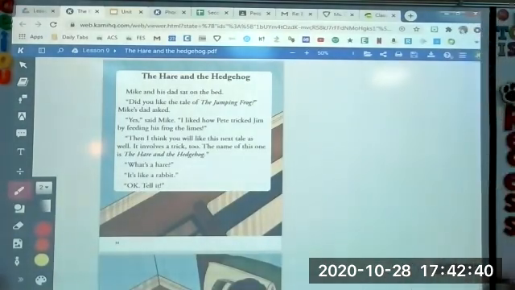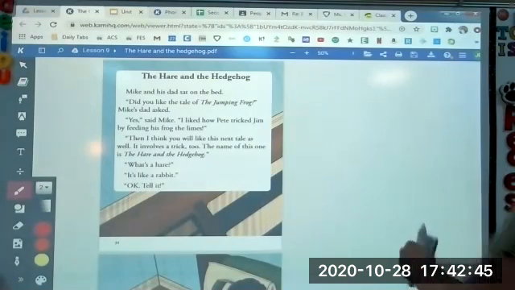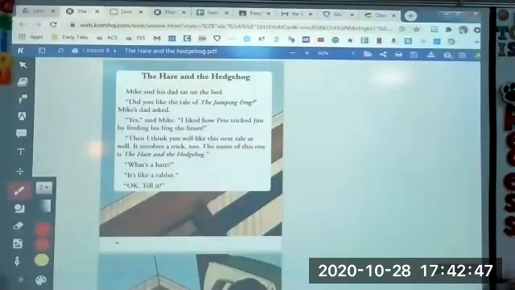The hare and the hedgehog. Mike and his dad sat on the bed. "Did you like the tale of the jumping frog?" Mike's dad asked. "Yes," said Mike. "I liked how Pete tricked Jim by feeding his frogs the limes." "Then I think you will like this next tale as well. It involves a trick too. The name of this one is The Hare and the Hedgehog." "What's a hare?" "It's like a rabbit." "Okay, tell it."